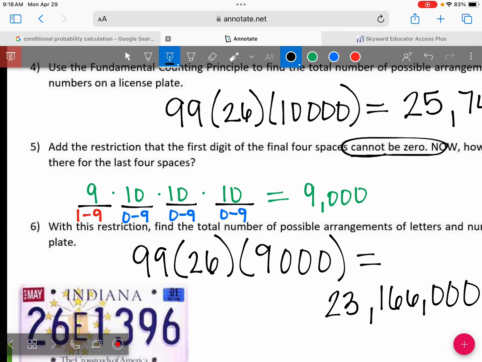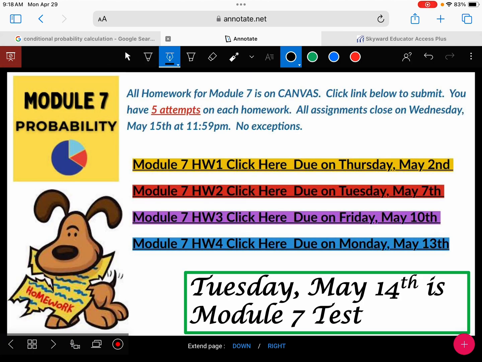Any questions about how we work through that? Now you should be able to finish all of homework 1. So use the rest of the class period to work on homework 1. It's not due until Thursday, but you should be able to do the entire assignment.